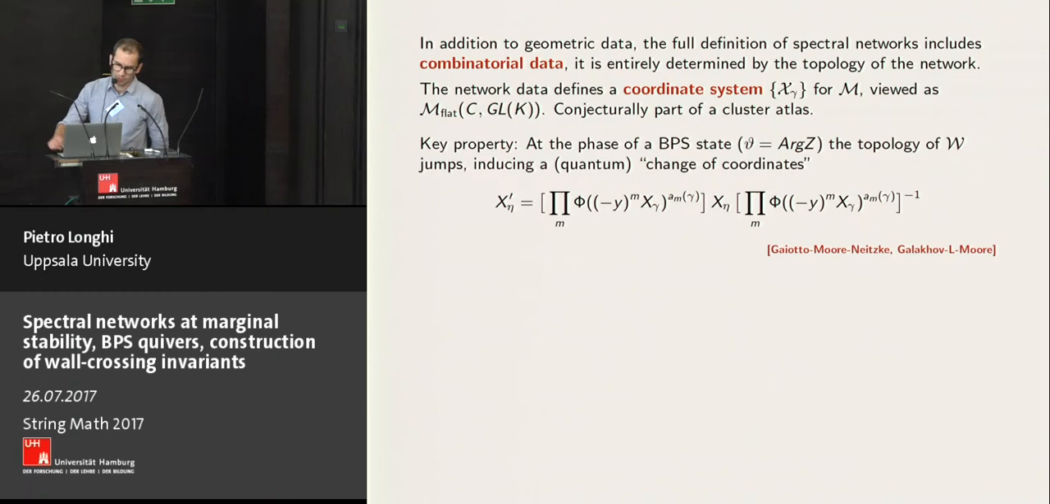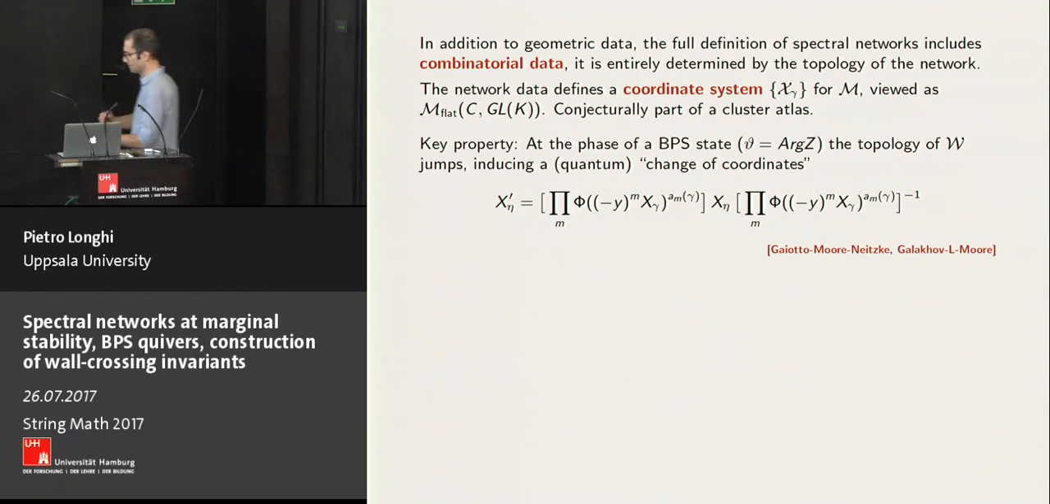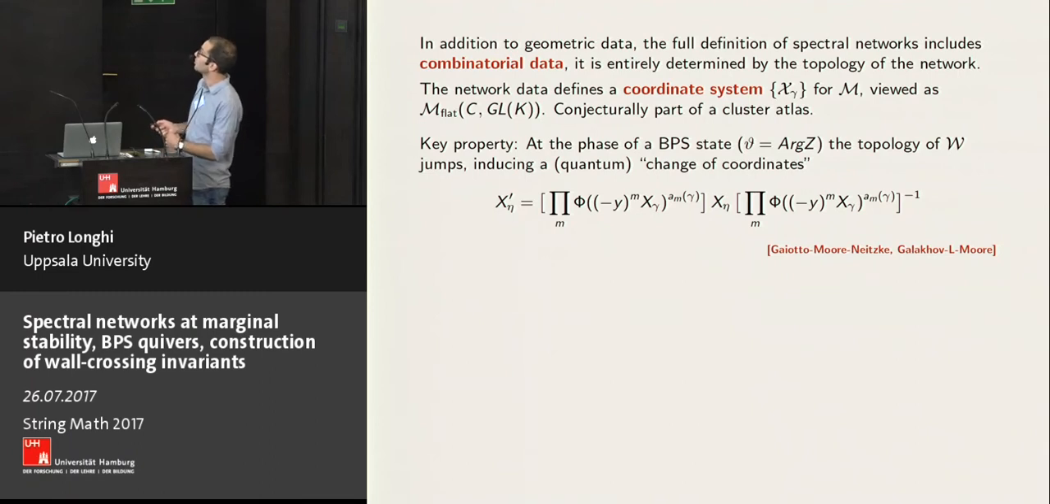And an important property of this coordinate system is what happens at the phases of BPS states. So when we hit the phase of a BPS state, the spectral network topology jumps, so the combinatorial data jumps, and the coordinate construction also jumps, and the change of coordinates takes this form. So they get conjugated by quantum dilogarithms, controlled by the BPS degeneracies of BPS states.